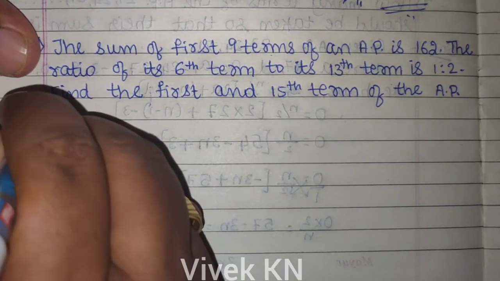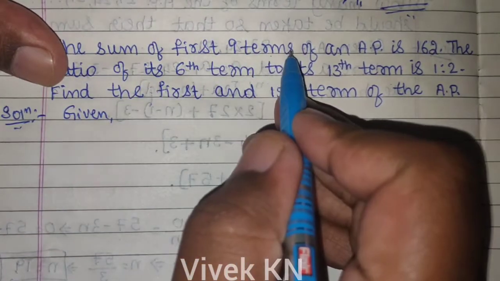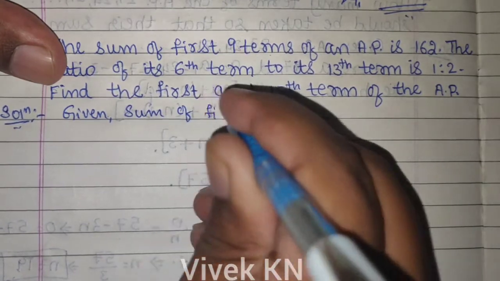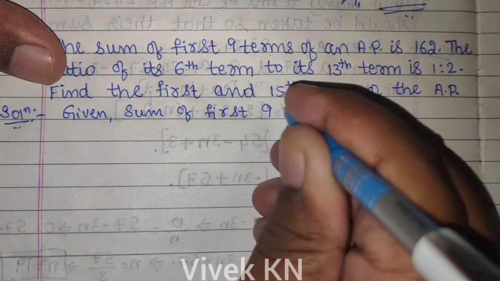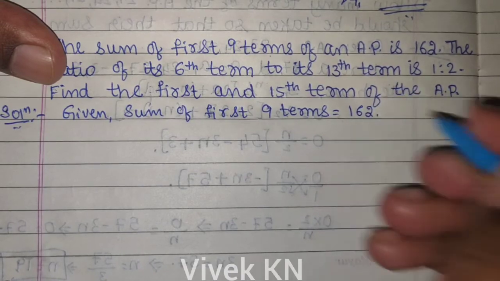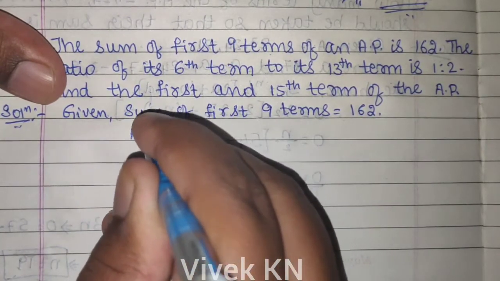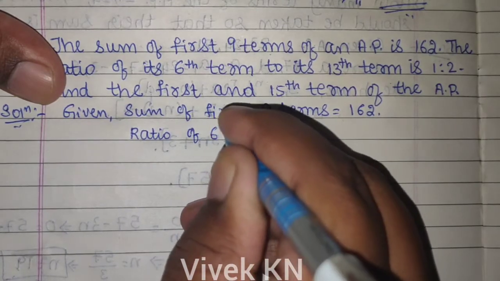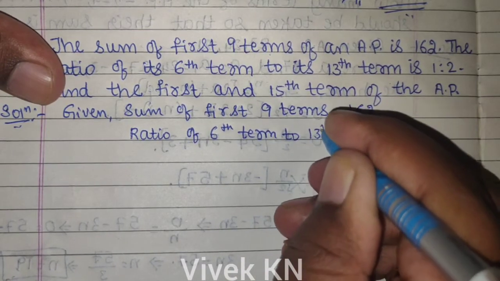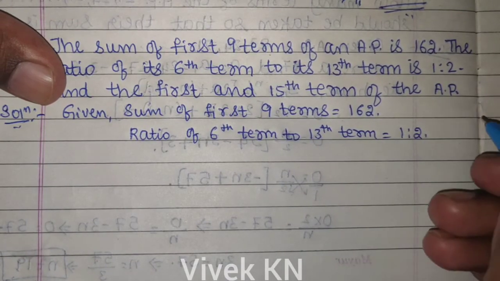Solution. Given, they have given sum of first 9 terms of an arithmetic progression, that is sum of first 9 terms is equal to 162, and they have given the ratio of 6th term to 13th term is 1:2.